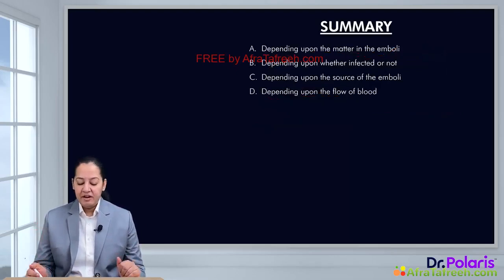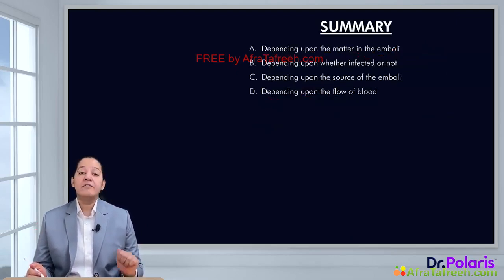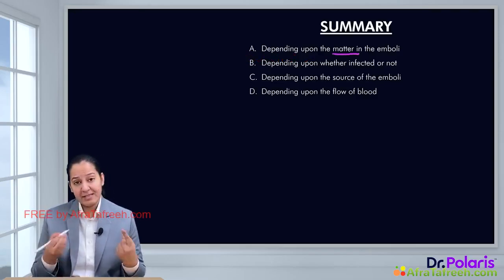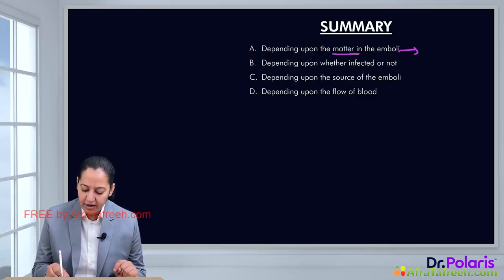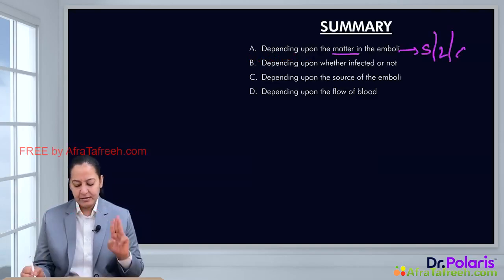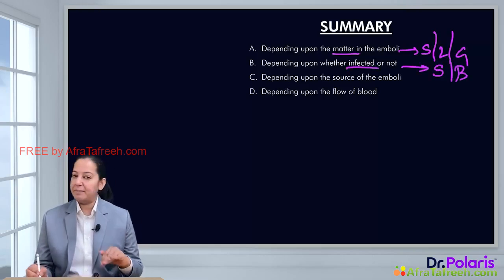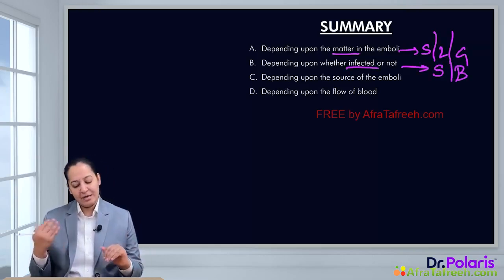That is the definition. We have learned the classification of embolism. We can classify embolism in 4 ways. First, depending on the matter present inside the emboli, it can be solid, liquid, or gas. It is of 3 types. Second, depending on whether it is infected or not. So either it is septic or it is bland. Septic means infected, bland means non-infected.